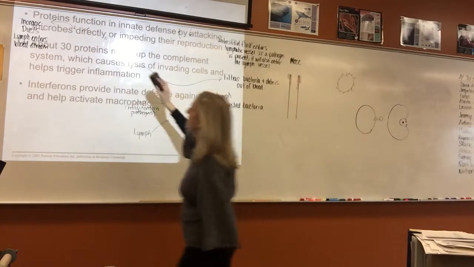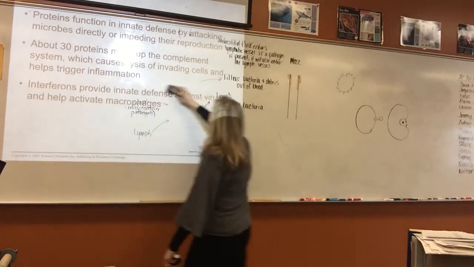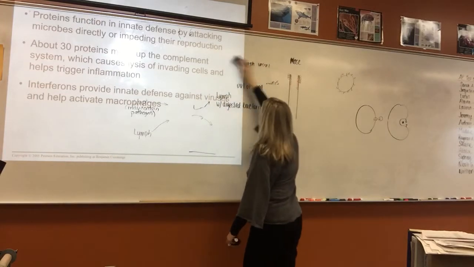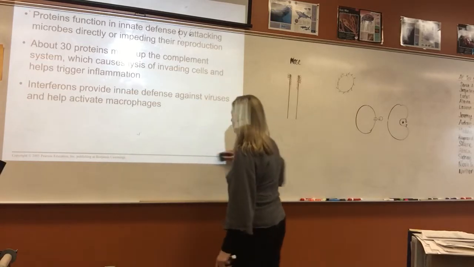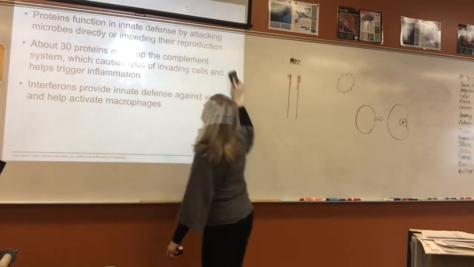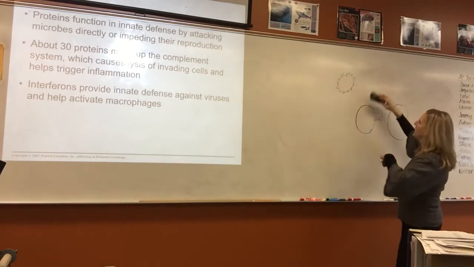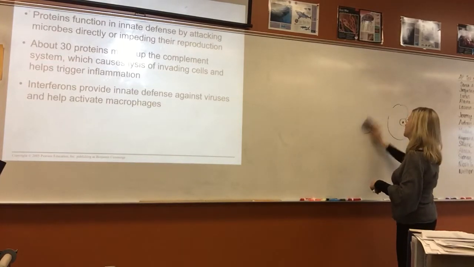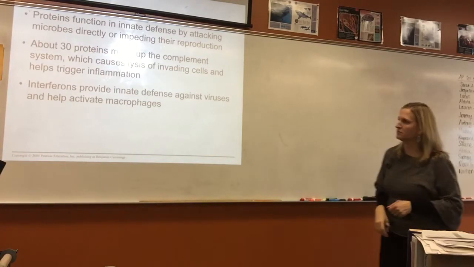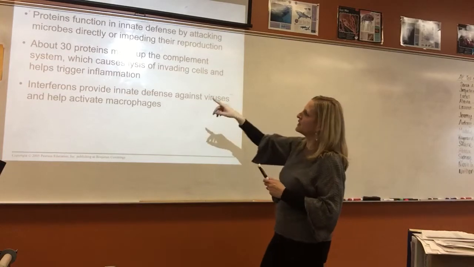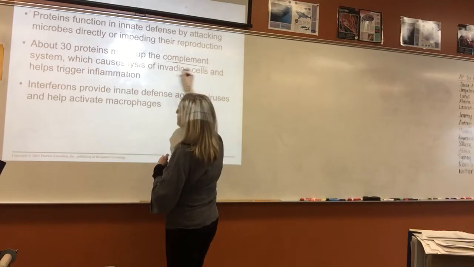Alrighty. Second thing with non-specific immunity, besides the macrophages, are the production of what we call antimicrobial proteins. These function in that innate defense in a couple of different ways: by attacking the microbes directly, so they can kill the microbes directly, or impede their reproduction. So let's look at two examples of this. The first one is the complement system.